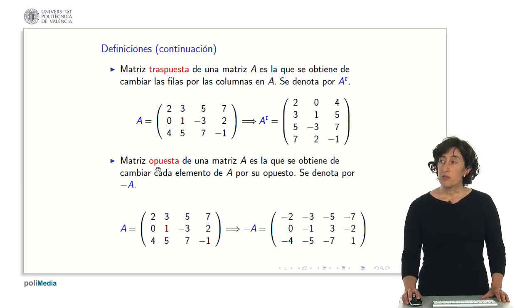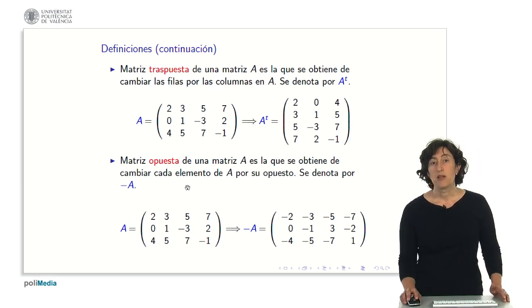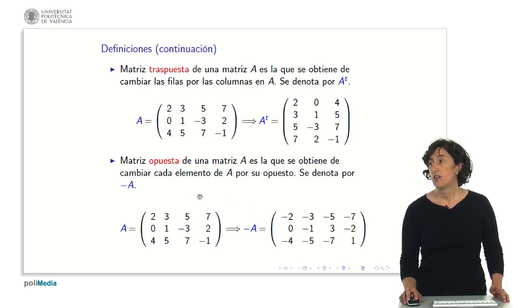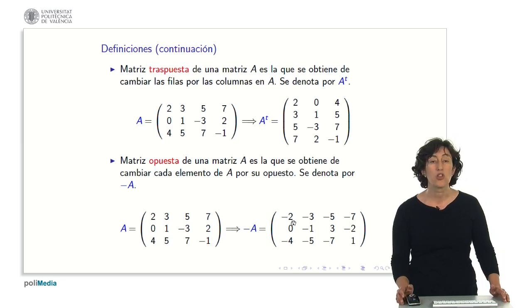We can also define the opposite matrix, which is simply to change each element by its opposite. That is, instead of 2, I will put minus 2, instead of 3, minus 3. Normally, if the matrix is A, it is denoted as minus A, where each one of the elements is changed by sign. It is replaced by its opposite.